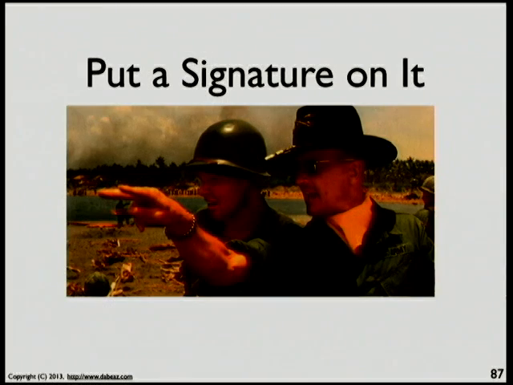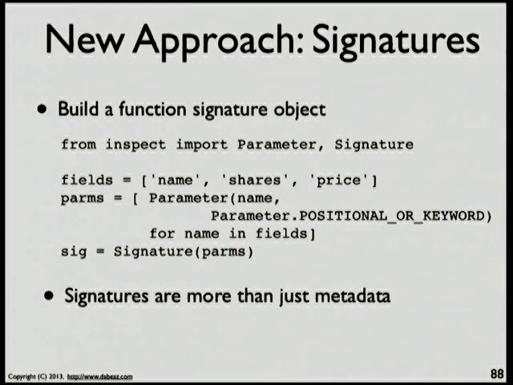So I want to talk about signatures. This is a new Python 3 feature that got added here. Putting the signature on things only showed up in Python 3. And so let me do a demo. It turns out that in Python 3, you can actually construct function signature objects yourself. Okay, so here's an interesting thing that you can do.